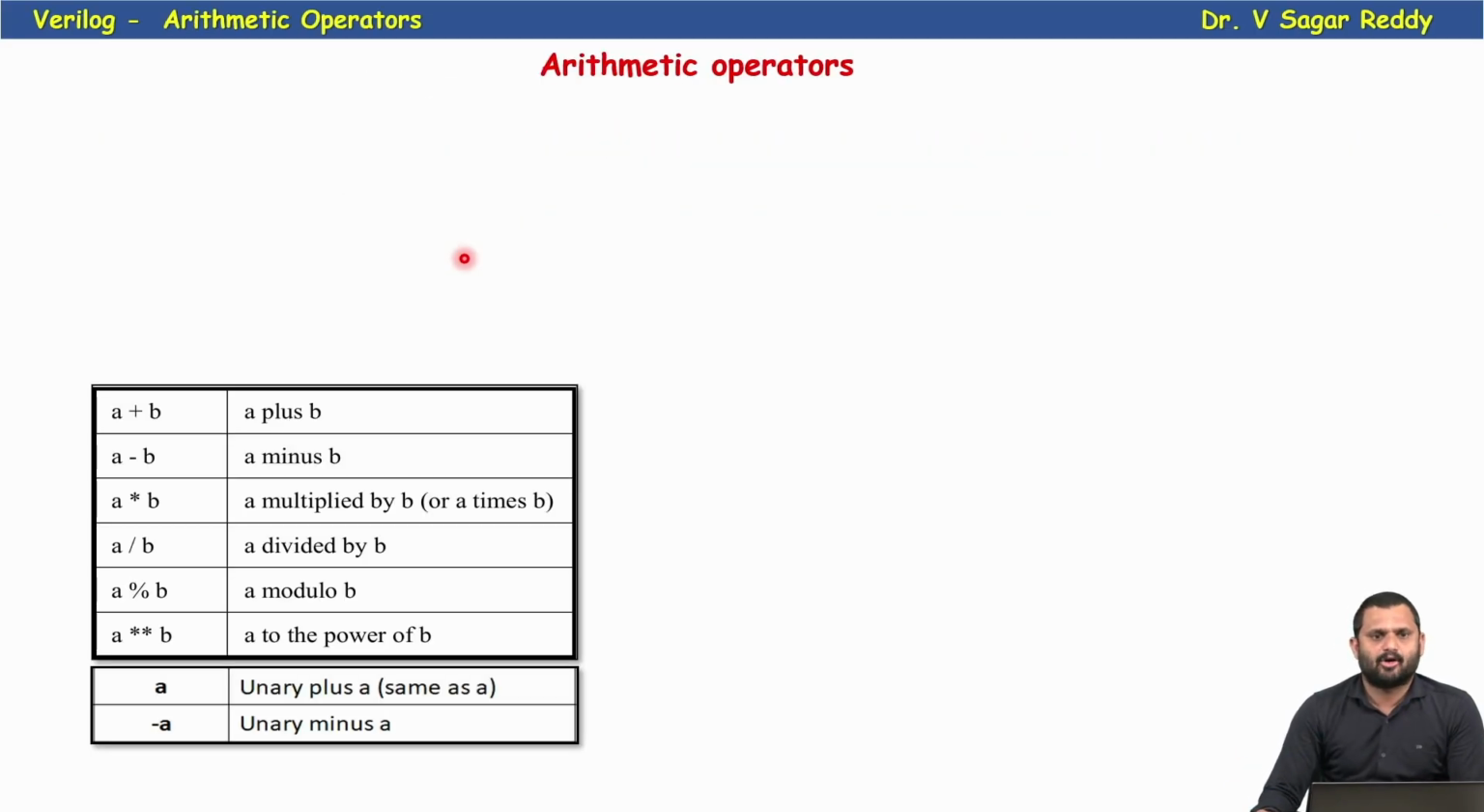Coming to the arithmetic operators. These are the various arithmetic operators: a plus b, a minus b, a multiplied by b, a divided by b, a modulo b, a to the power of b, and the unary plus a and unary minus a. By default all operators are binary, so here we have two operands, whereas the unary operators have only one operand.